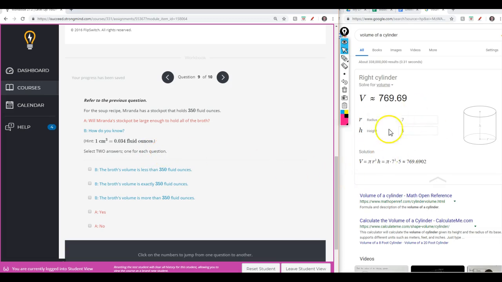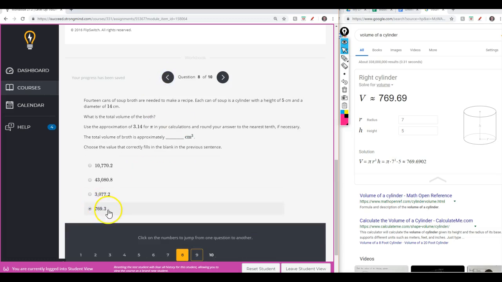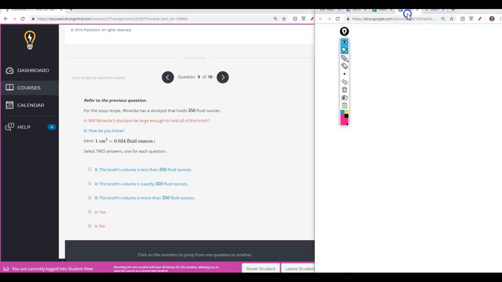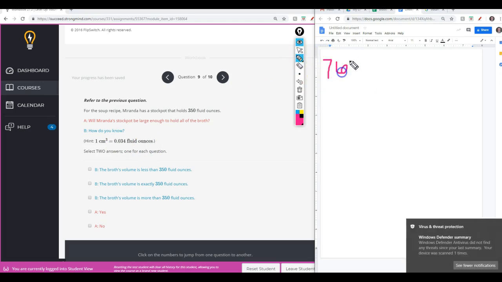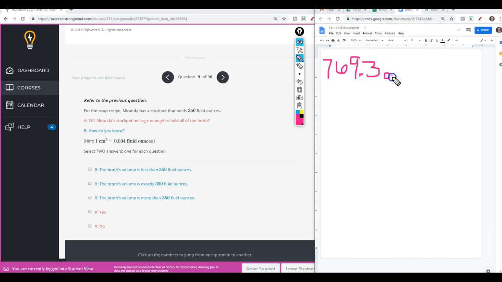Okay, so I did save the answer, or you could go back to the previous question and know that it was 769.3 cubic centimeters. So on this, we have to convert it from cubic centimeters to fluid ounces. So on this, we have 769.3 cubic centimeters.